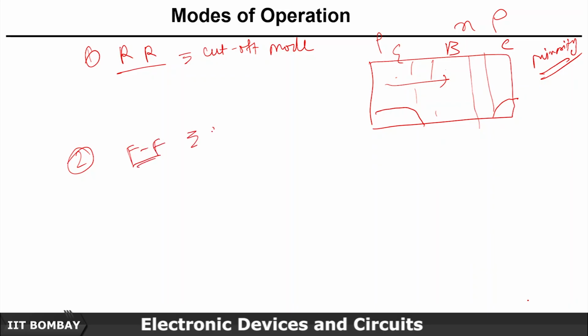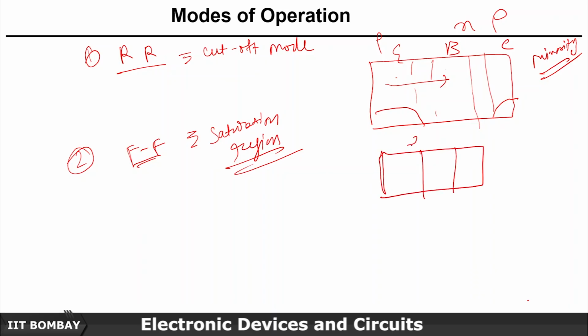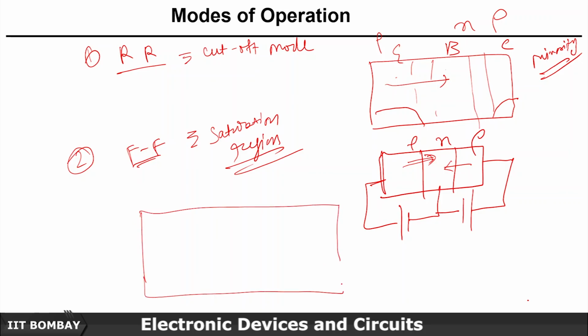Okay, now we discuss the last case where both are forward. This is known as the saturation region. Okay, in the saturation region you have the flow from both sides. So it would be something like P and P, where both are forward biased. Okay, so electrons are moving from here to here, holes are moving from here to here. So if I want to draw the charge distribution profile in such a case, it will look something like this.